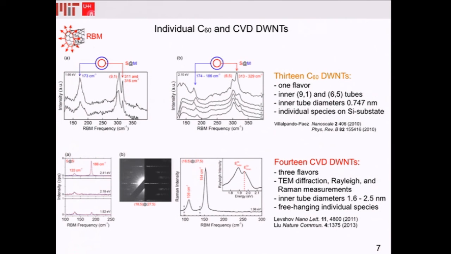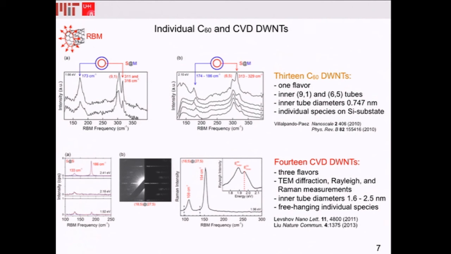to characterize and get information about the chiralities. And the main difference between these double-walled carbon nanotubes is that the inner tube diameter is much larger. The inner tubes here are around 1.6 to 2.5 nanometers, which is larger in comparison to the 0.7 nanometers. Also the measurement strategy was different. Here the double-walled carbon nanotubes are lying on a silicon substrate, and in the case of the CVD double-walled carbon nanotubes, they were free-hanging.